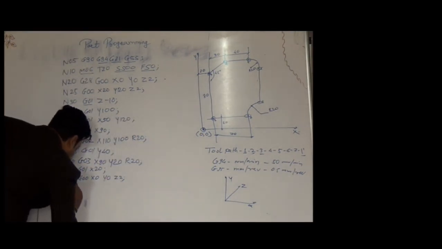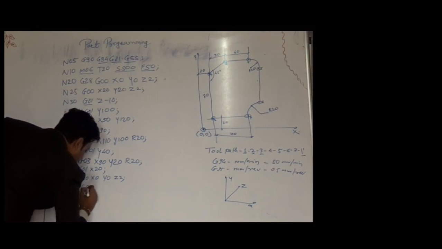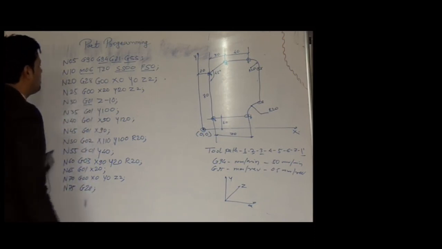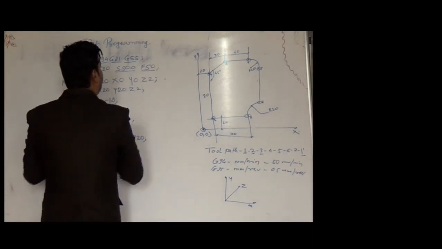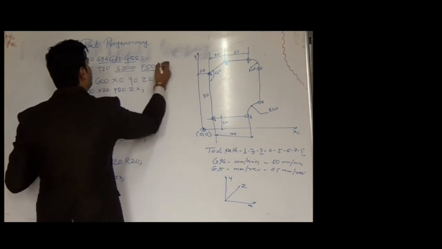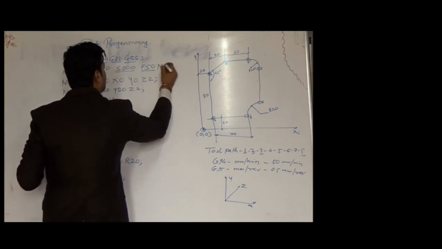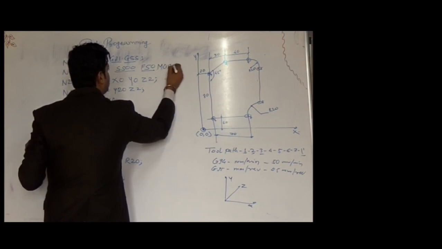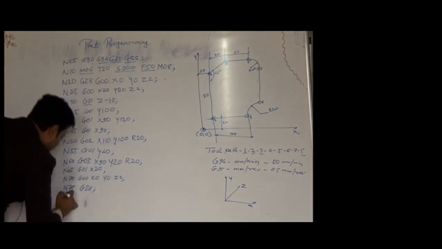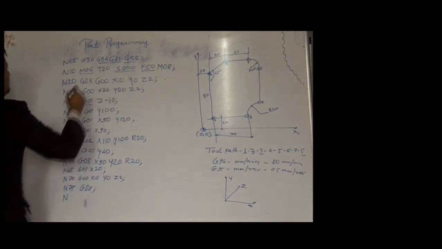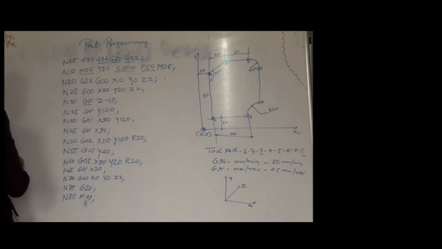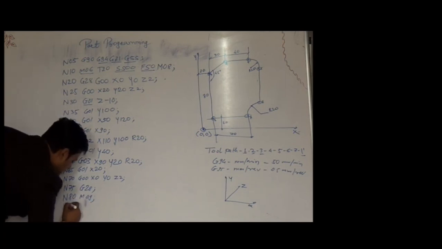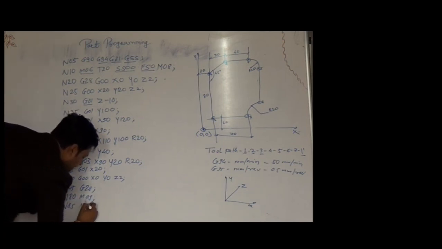Next, N75 G28, that is the home position. Suppose I am using a coolant here, in this line. Suppose M08. Okay, M08. So for that I have to stop that coolant, N80, M09. And last is N85, M30.